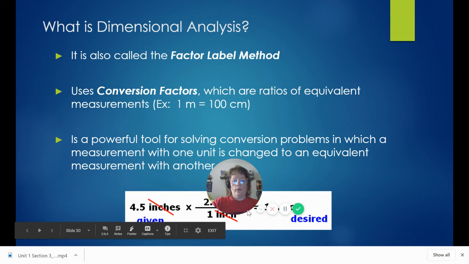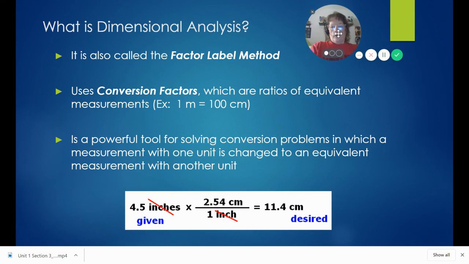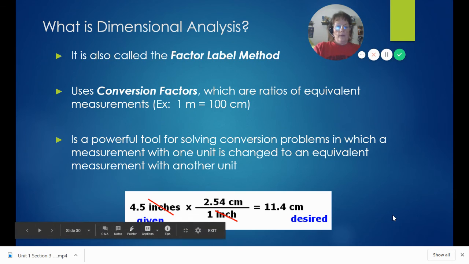Okay, I think this is our last thing, we need to go over dimensional analysis, and that's in your math class. You probably called it factor label method. It uses conversion factors, which are ratios. For example, 1 meter is equal to 100 centimeters, 12 inches in a foot, things like that. So it's a tool that we use for solving conversion problems in which we need to change one measurement unit to another. So this is an example.